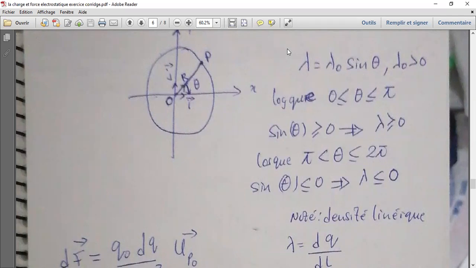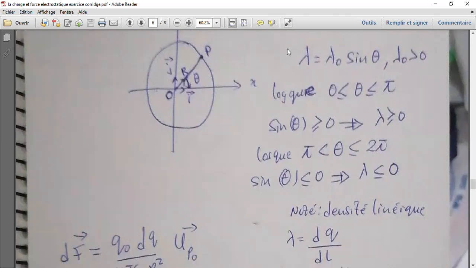Okay, yeah. So you should just know that pi is always equal to 180. Then 2 pi is equal to 360. So that's how the angles are represented here.